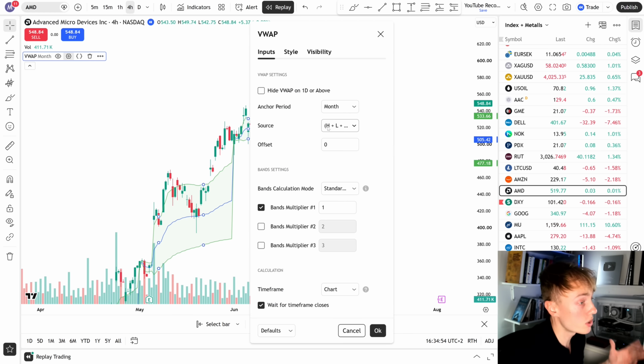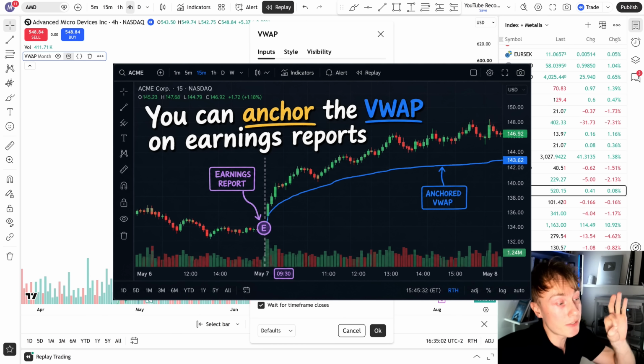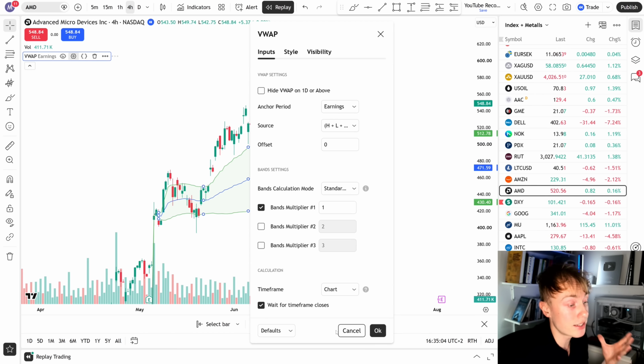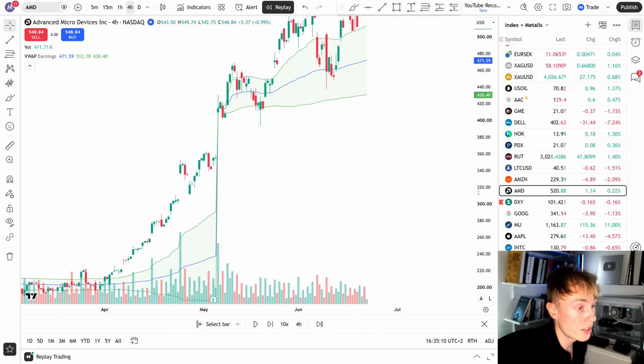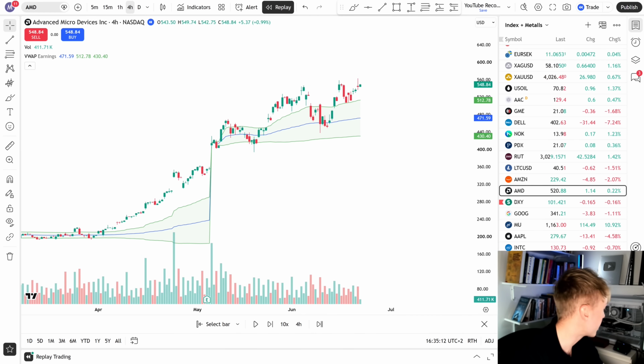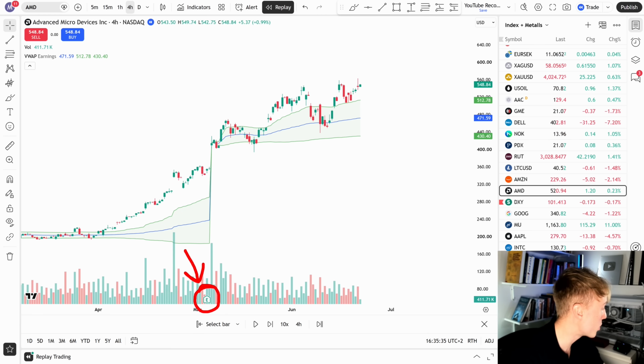You can also use, and I think this is super useful, something that is built into TradingView. You can, for example, choose to anchor the VWAP on earnings. So now every time that AMD has an earnings report, the VWAP will start from there. Let me show you. As you can see right here, it says an E, and in TradingView, this is actually pretty cool. You can see the latest earnings report and how AMD performed. Here you can see that now the VWAP will actually start the day the earnings report appeared. So it starts right there.